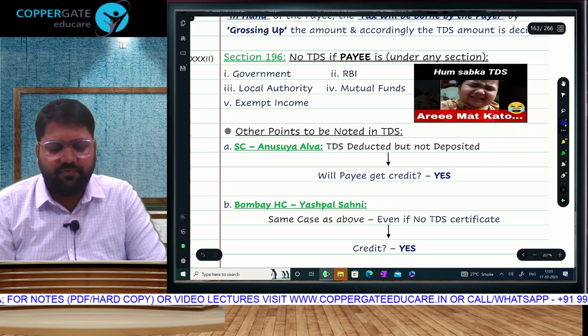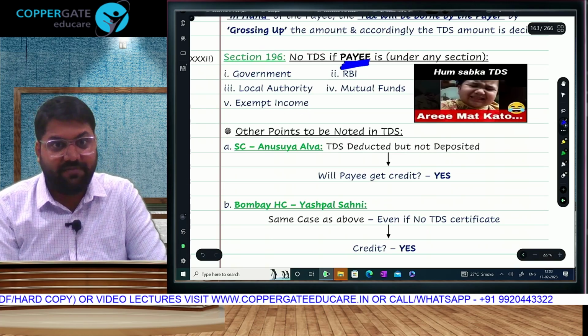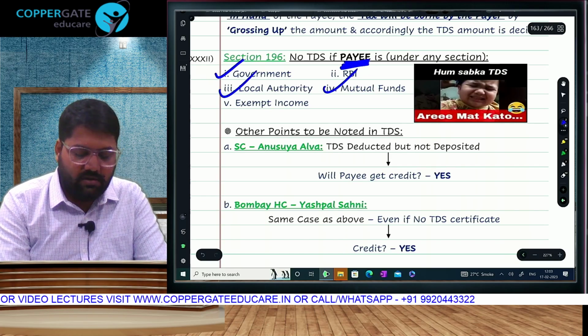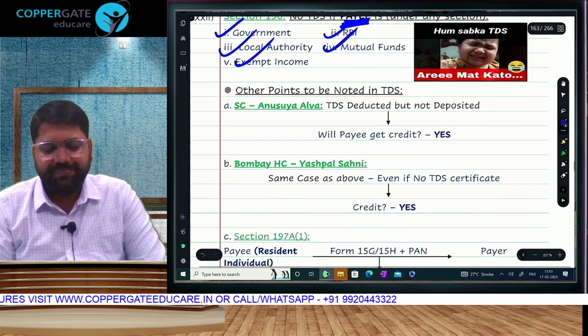If payment is made to the following people as payee, meaning if they are the payer, there will be TDS. If the payee is government, local authority, municipal corporation, mutual fund, RBI, or exempt income, then there will be no TDS.